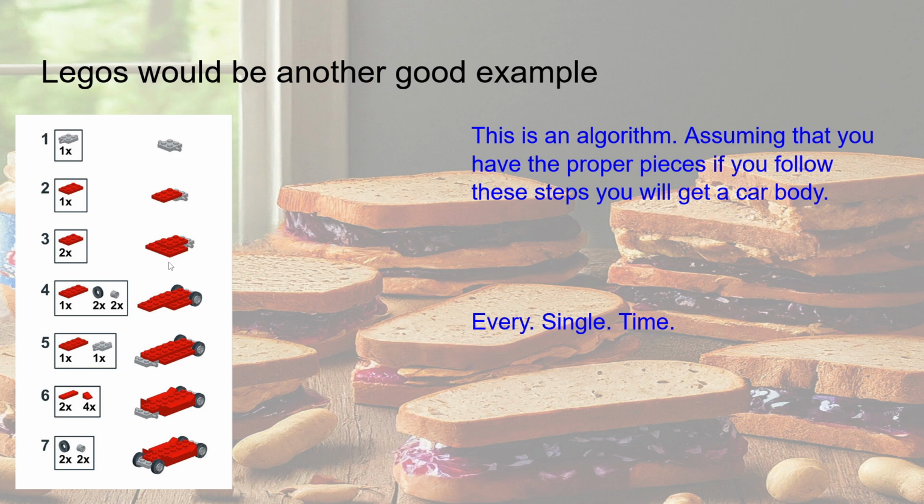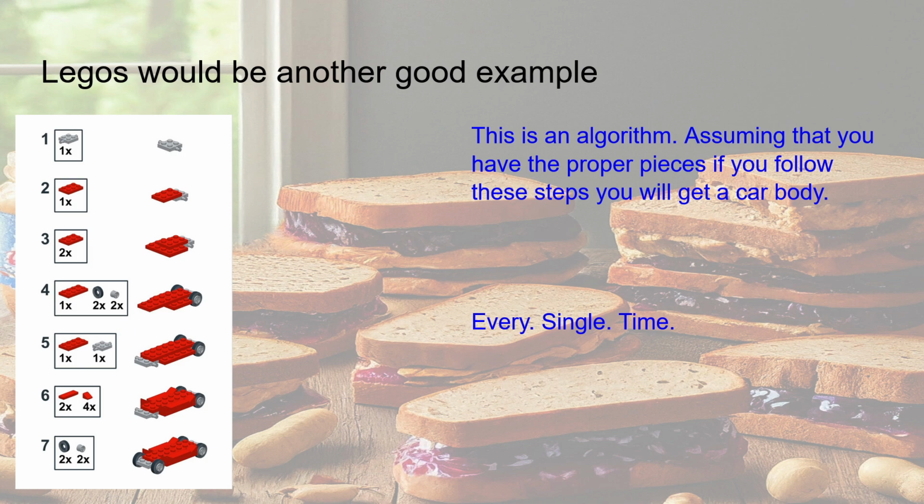So on, so forth. If you continue to follow this sequence of steps and perform the actions exactly as listed here, you will end up with this little car body every single time that you go through and repeat this. It will be the same expected output every single time. That is good algorithm development.